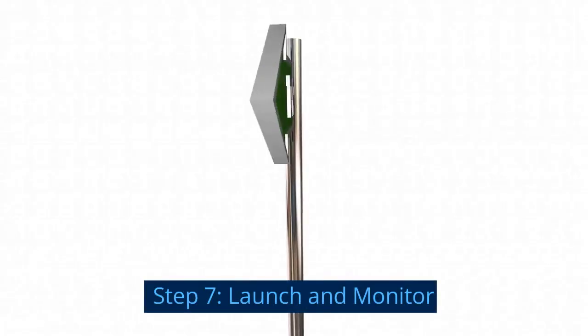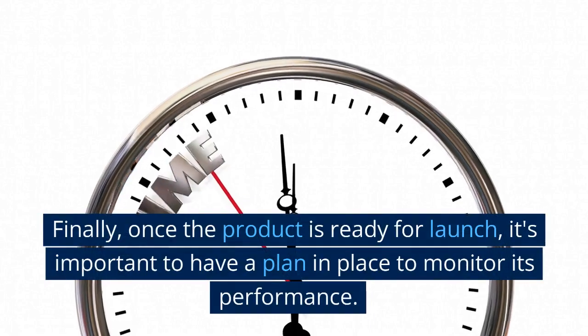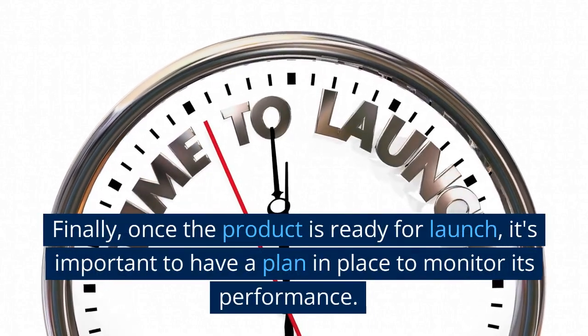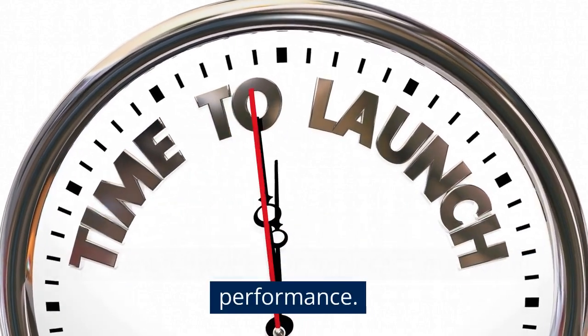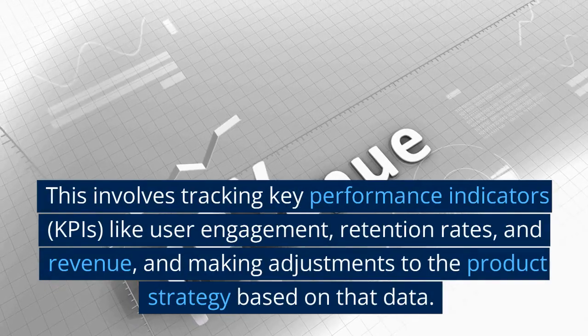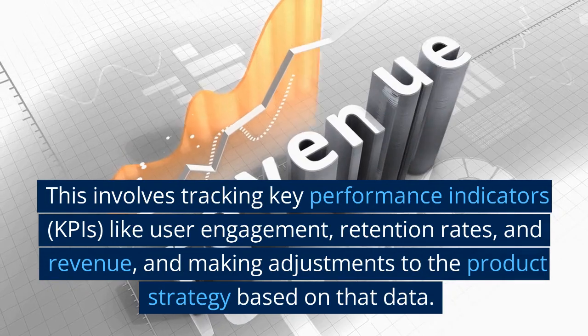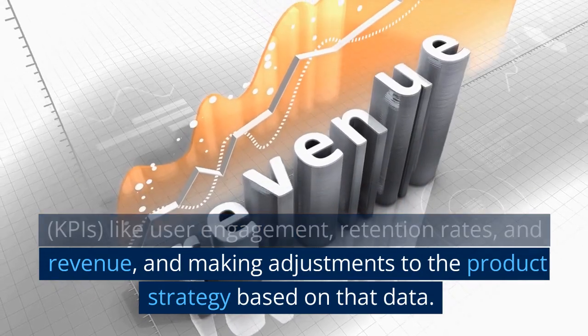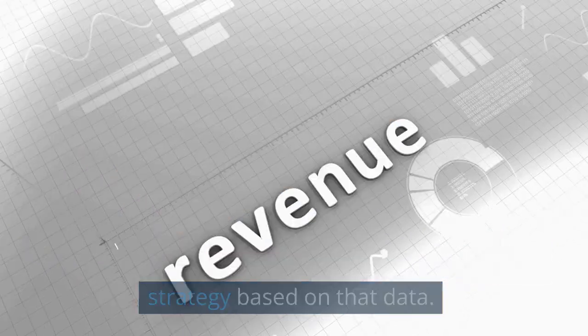Step 7. Launch and monitor. Finally, once the product is ready for launch, it's important to have a plan in place to monitor its performance. This involves tracking key performance indicators, KPIs, like user engagement, retention rates, and revenue, and making adjustments to the product strategy based on that data.